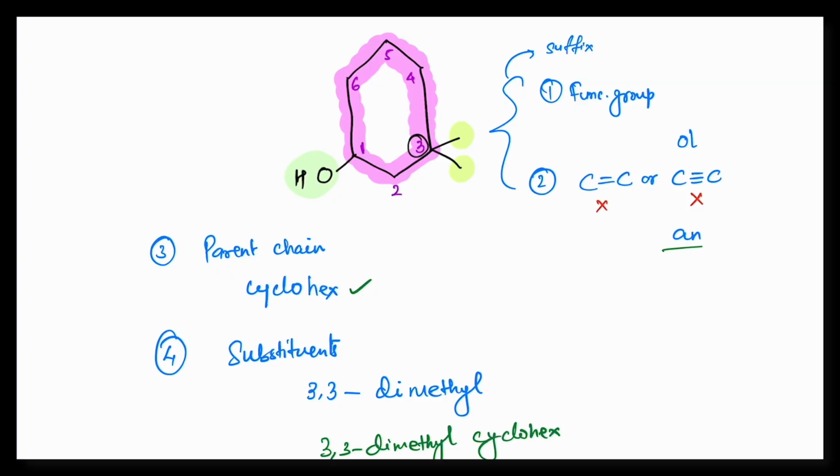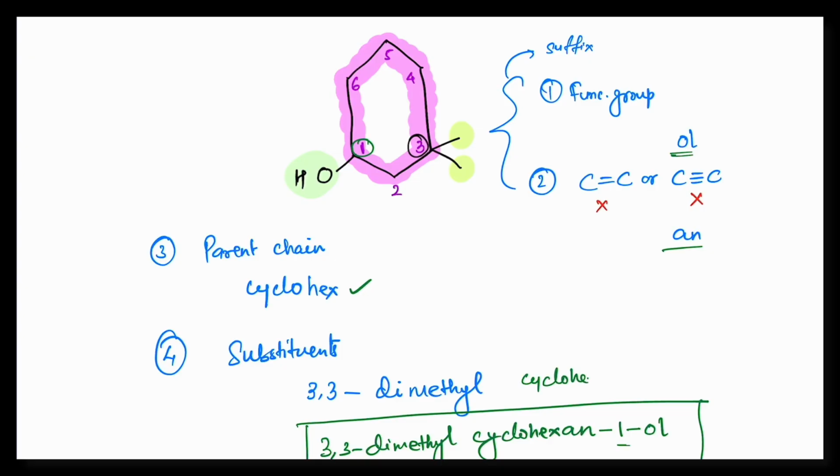Then we have AN, and then OL for the alcohol, and the position of this OH is at carbon atom 1. So cyclohexane-1-ol. You can choose to omit the position 1 from the name and simply write this also as cyclohexanol. That is also fine because the position of the functional group here is not ambiguous.